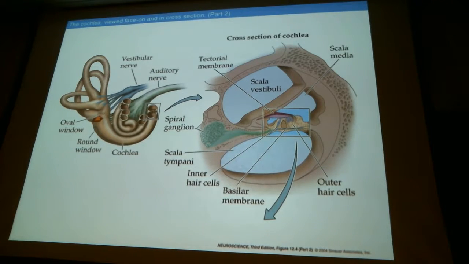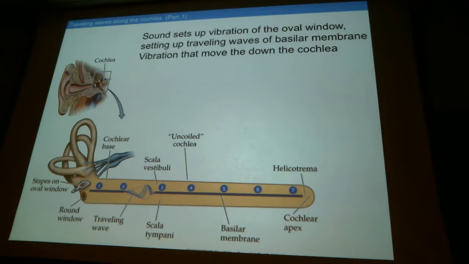Okay. So let's go back to these three tubes. You have these three tubes fused together and then coiled up. If we uncoil them, they look a little like this. So this is the cochlea uncoiled. Here's the oval window, and then here's the scala vestibuli, and it's basically a fluid-filled tube that goes all the way down to the end, and then there's an opening, and the fluid goes back around down the scala tympani and back to the round window. So it's a closed fluid-filled system.